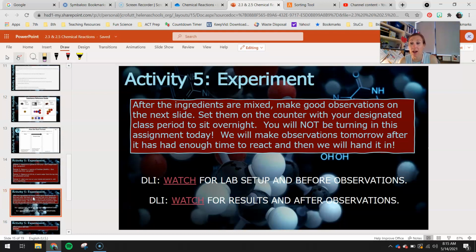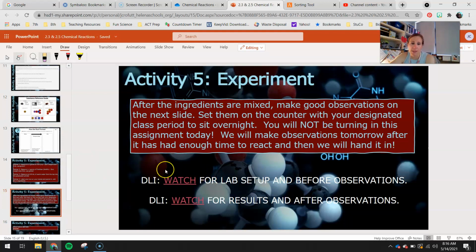Okay, we're gonna make our observations for what it looks like before our reaction really had a chance to take place right now, and then tomorrow in class, you guys are gonna make your final observations. Okay, we will make observations tomorrow after it has had enough time to react, and then we'll hand it in. If we are truly forming rust in this, you guys should know that it takes a little bit of time for rust to form. So again, we're gonna give it 24 hours, then you guys will be able to see the results. DLI, watch this video.